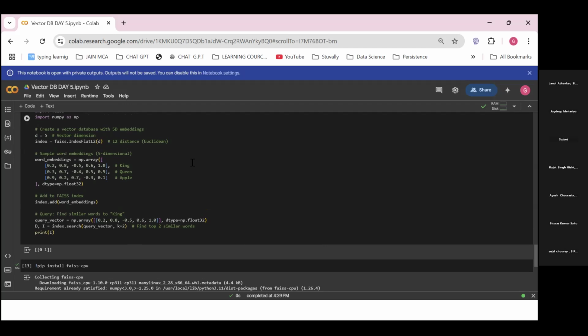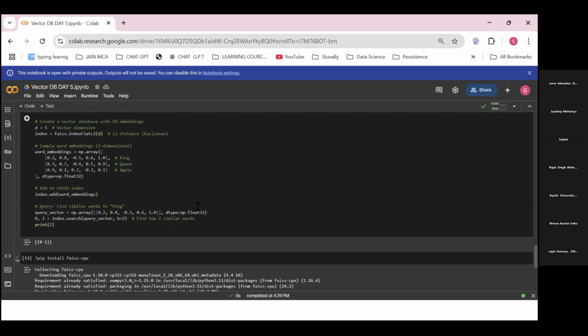So this is what we are doing. First, we are converting each word into a 5-dimension representation. This embedding captures the semantic relationships between words, right? The semantic relationship of words like king and queen and everything.